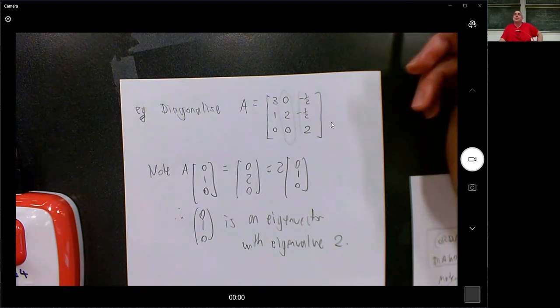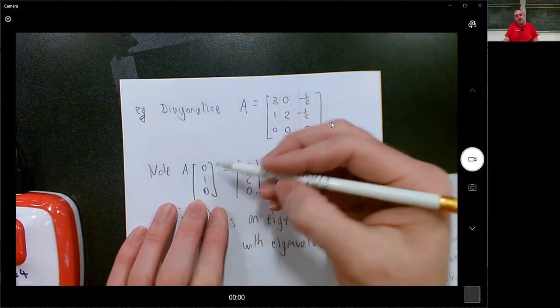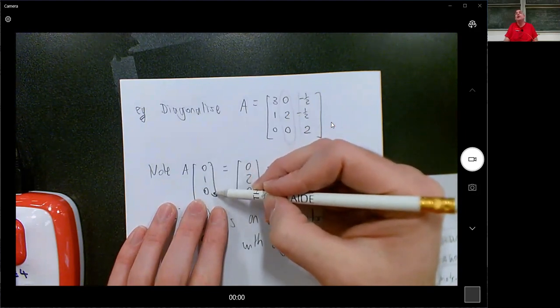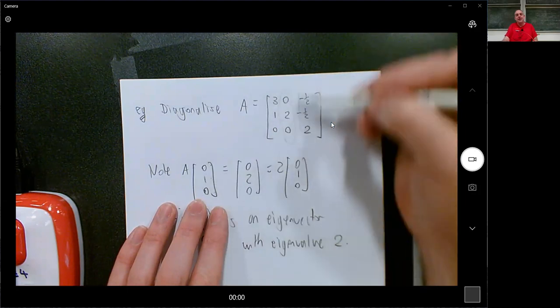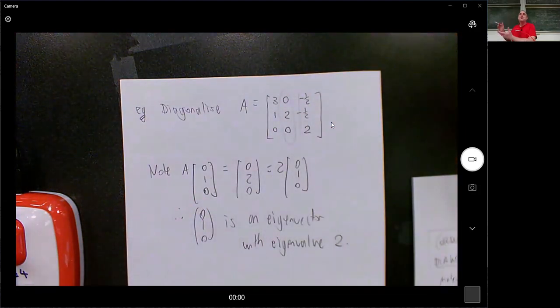Because 1, 1, 0 will add the first 2 columns together, and that'll give me 3, 3, 0. Cool, huh? So when you multiply a matrix by a vector, it says this many of the first column and this many of the second column and this many of the third column. So 1, 1, 0 will add these together, which is 3, 3, 0, which is 3 times the original, so it's 3, 3. So 3 is an eigenvalue, and an eigenvector that goes with it is 1, 1, 0.